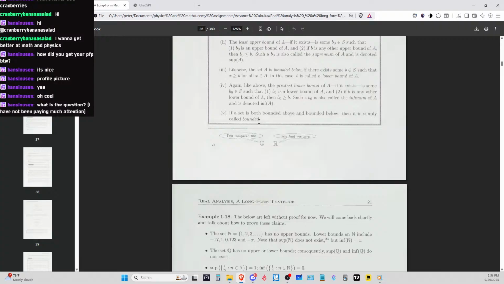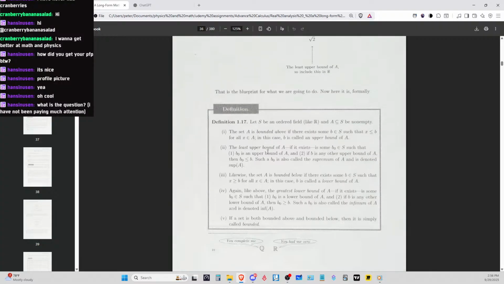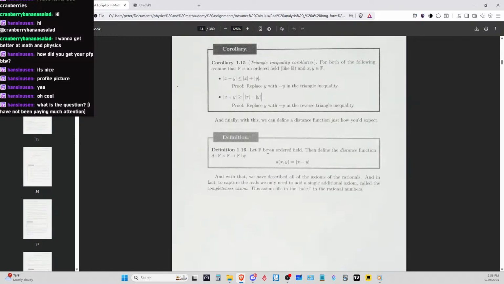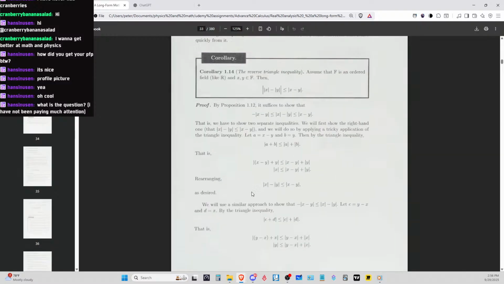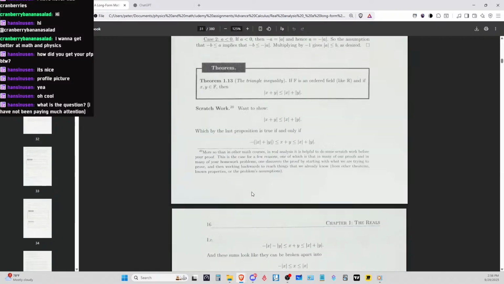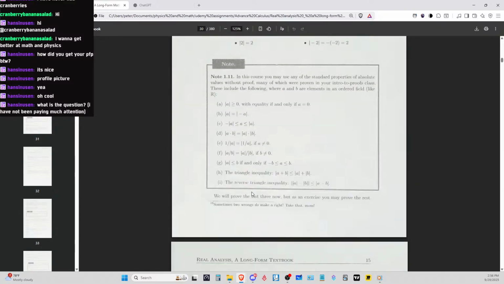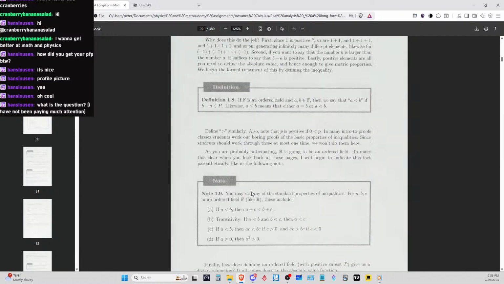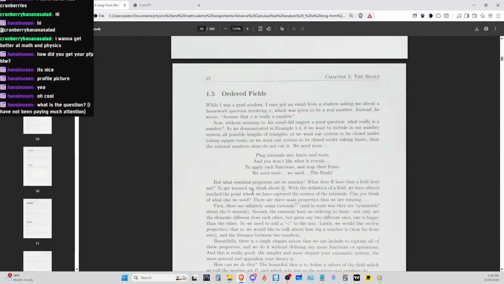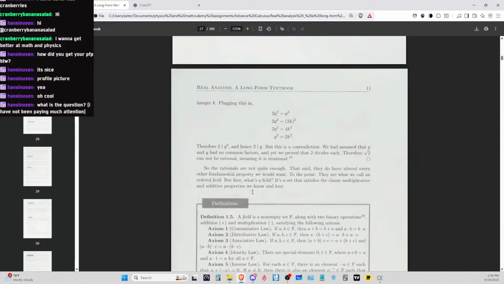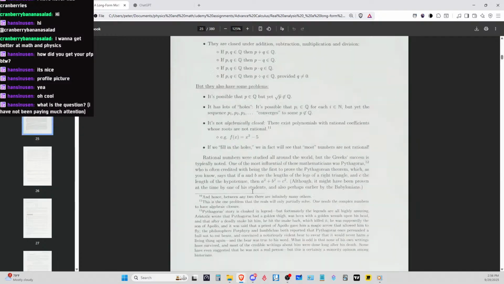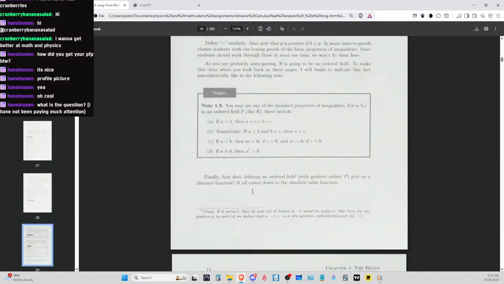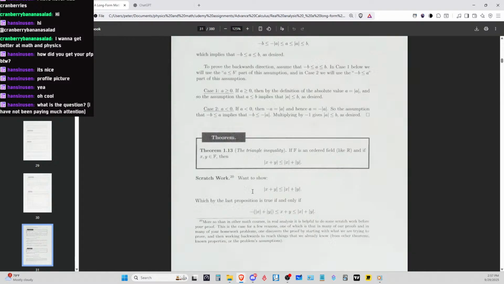What is the question? I haven't been paying much attention. Don't worry, I'll get back to it. I'm just trying to find a definition that might help us in this situation. We got a distance here. I don't know when they actually start introducing epsilon. I think they start doing epsilon after this part. Yeah, I think epsilon is introduced later than this.